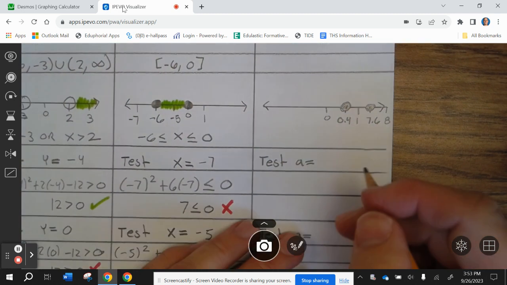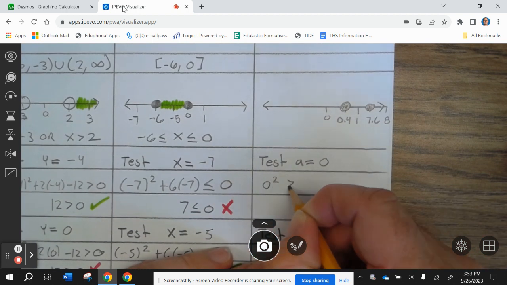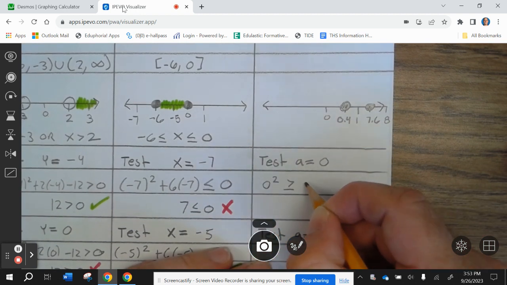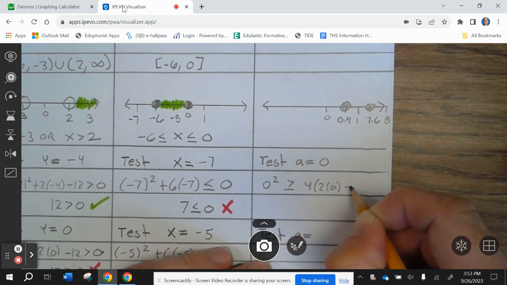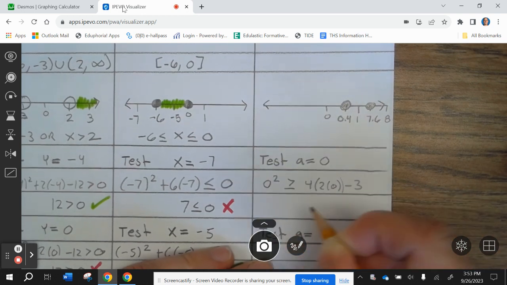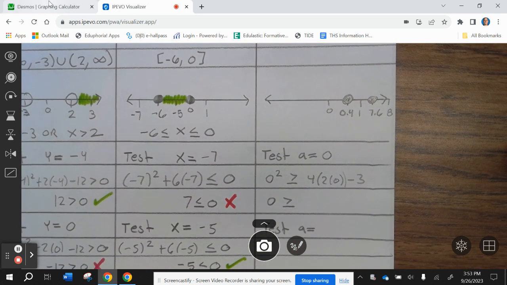Okay. So let's test 0 first. That's easy. 0 squared greater than or equal to 4 times 2 times 0 minus 3. So that's 0 greater than or equal to, let's just put the right side in.